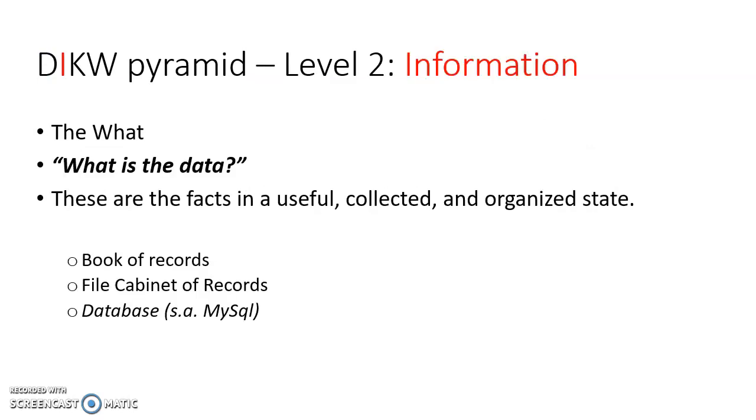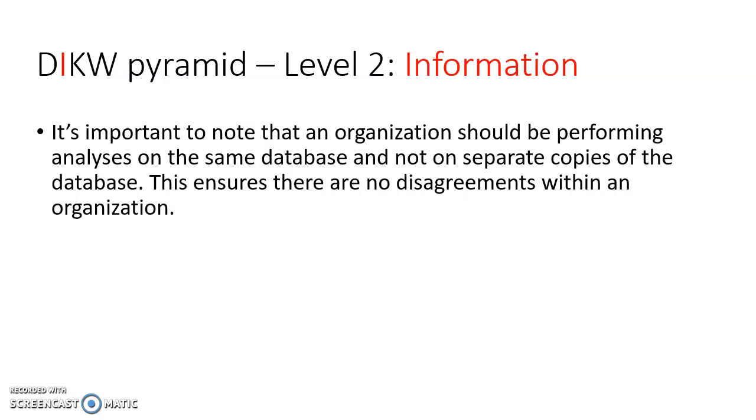The next level, two, is information. This answers what is the data. So these are the facts from the previous level, but they're in a useful, collected, and organized state. So this could mean a book of records or a file cabinet full of records of papers. The most useful and most interesting is a database, such as MySQL.